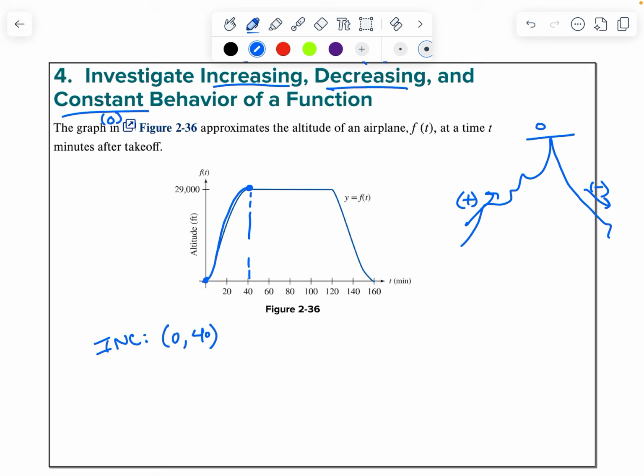We're always going to use parentheses with increasing and decreasing and constant because at that point where it changes, it's not really increasing anymore. It's not constant yet, but it's not really increasing anymore.